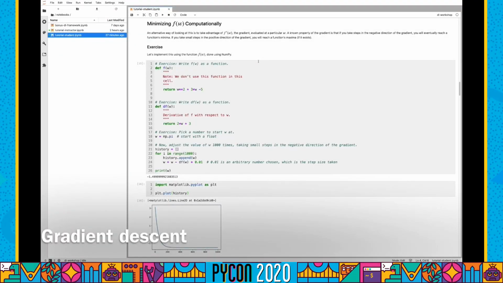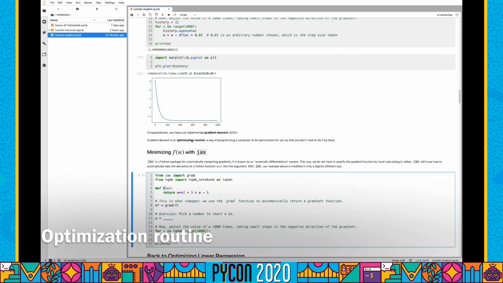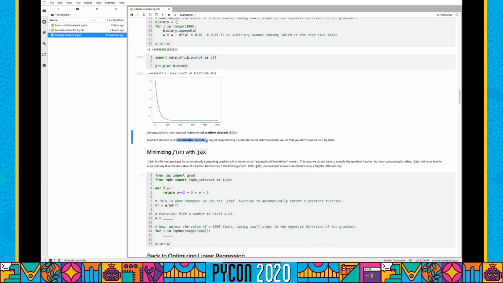Congratulations! With that, you've just implemented gradient descent by hand. Gradient descent is what we would call an optimization routine. I'm hoping that this simple example makes clear for you how to use gradient-based optimization to optimize an arbitrary math function. Now, if you've used SciPy's optimization routines before, gradient-based optimization is also part of the toolkit there.